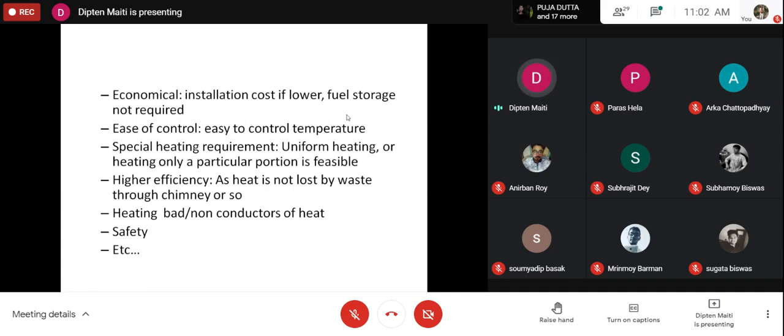We have higher efficiency because in mechanical heating, a big chunk, the lion's share of the heat energy, would be wasted through the chimney or so. We also have better safety here because we can start and stop the heating.